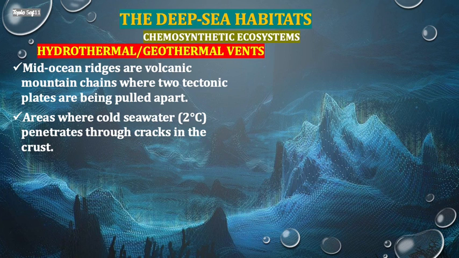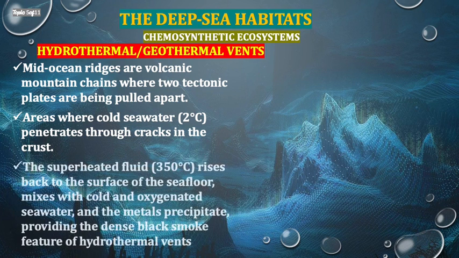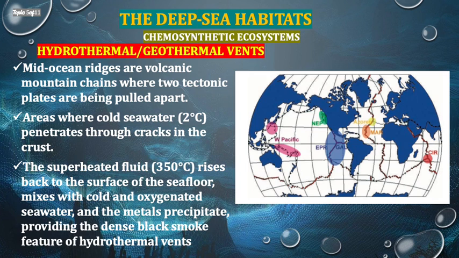When the two tectonic plates split, cracks are formed in the crust, and cold seawater with an average temperature of 2 degrees Celsius seeps through these cracks. When the cold water penetrates through these cracks in the ocean, the superheated fluid that comes from the seafloor pushes back the cold water. And when they mix, the precipitation in the water can create a dense black smoke that rises from the hydrothermal vents.